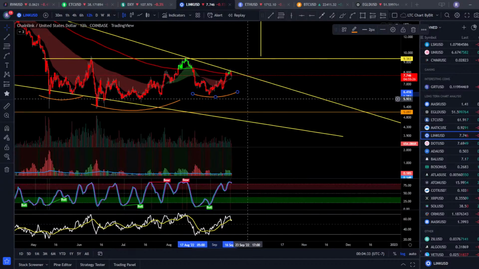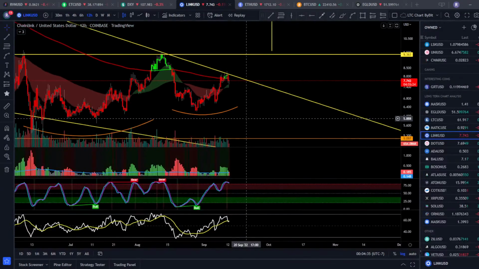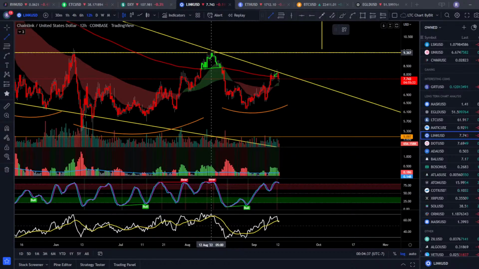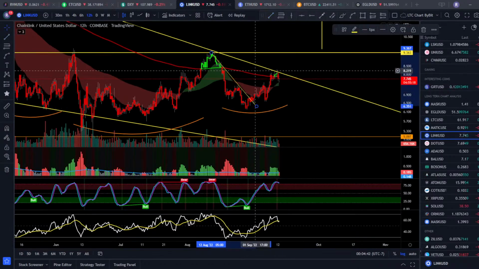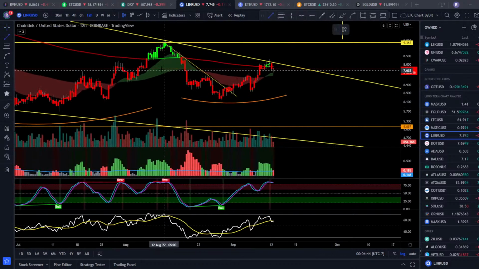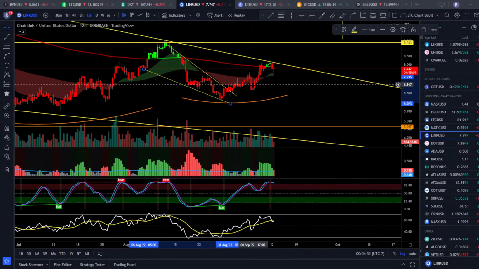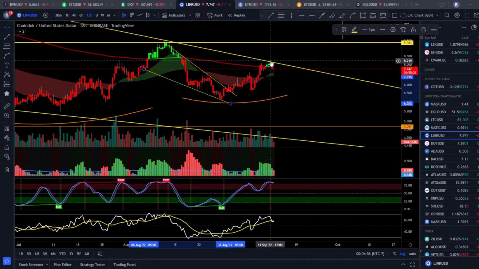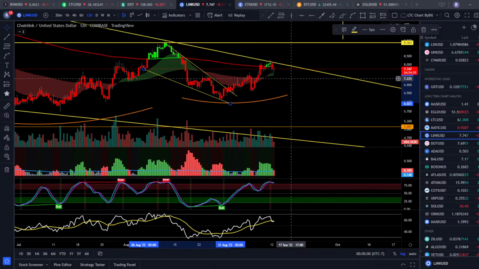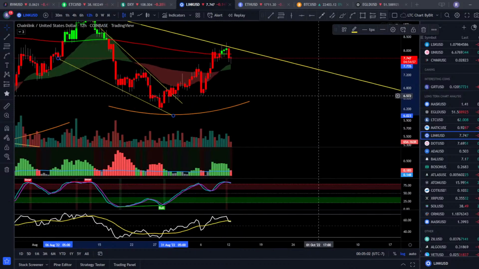Now, what we did with this right shoulder is we formed another falling wedge within. So we formed this falling wedge here. We broke out, and now we're also creating a double bottom right here. And we just hit the resistance from this falling wedge, and now we're finding support on the 20 EMA on the 12-hour.